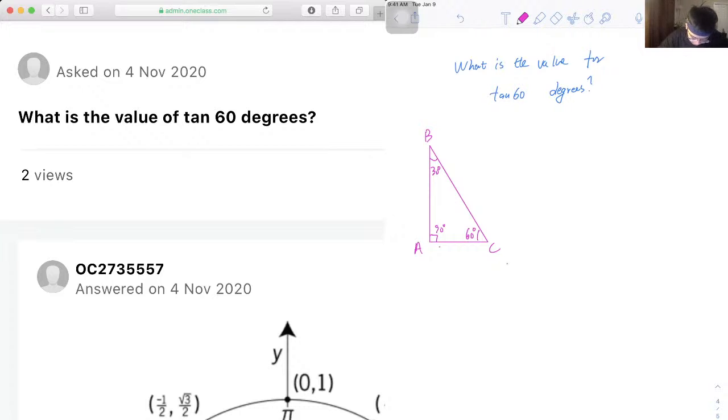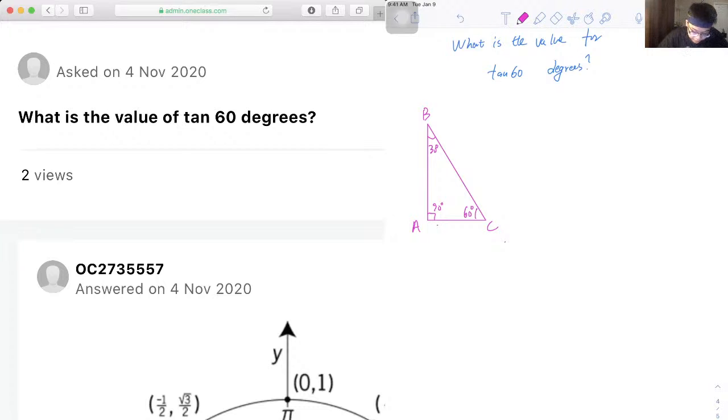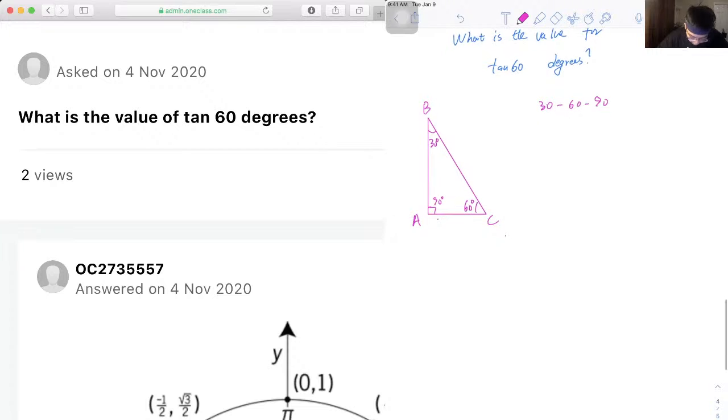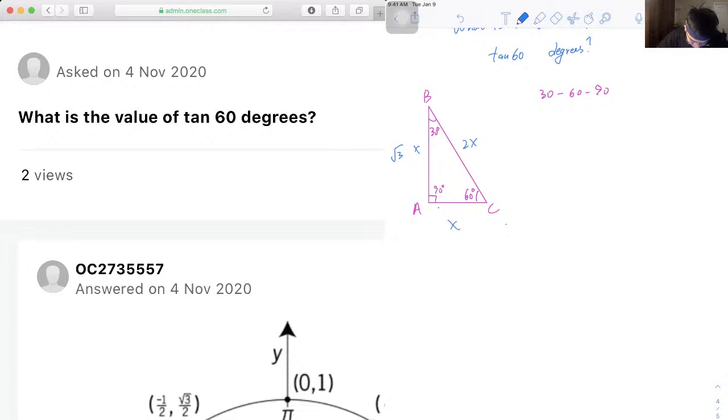Okay, so recall that if it is a right triangle with 30, 60, and 90 degrees as its interior angles, it is a special triangle which follows a fixed ratio of its sides. The hypotenuse will be 2x, AC would be x, and AB would be root 3x. So AC, AB and BC is just equal to 1, root 3 and 2.